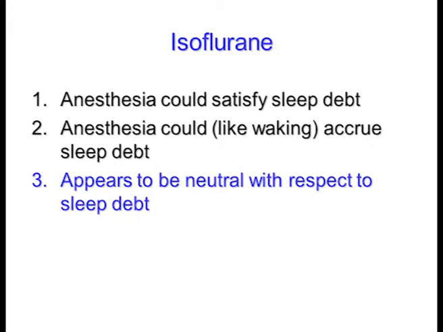at least with respect to REM sleep. It appeared to be neutral with respect to sleep debt. It didn't discharge the REM sleep debt, and it didn't necessarily increase it. So it was neutral, it was suspended, and the brain remembered how much REM sleep it needed.